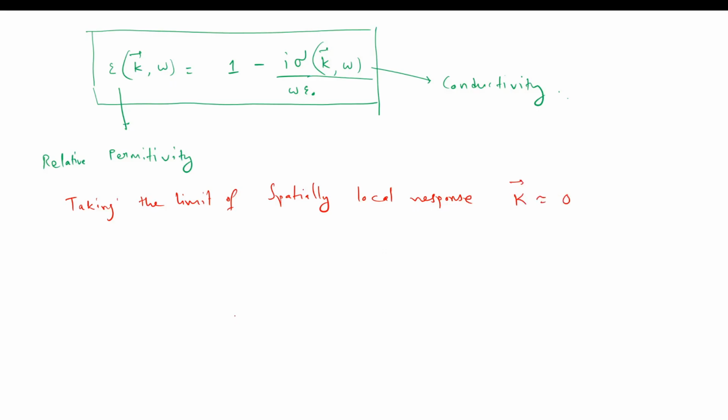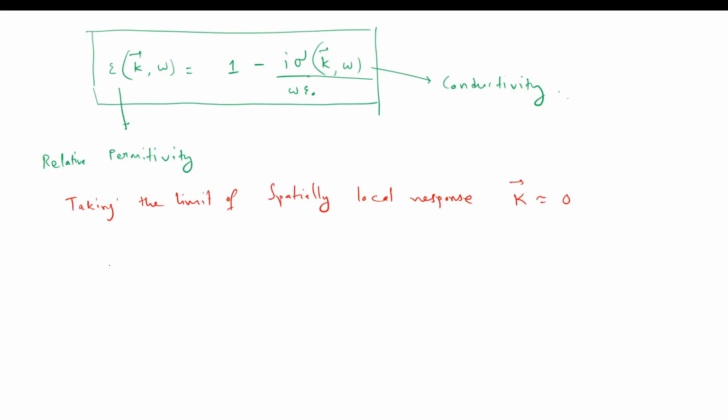Okay, so that will imply that we are saying that at a particular position, it is a spatially local response. Wherever there is the electric field, at that position only we are looking at the change of the response of the material. So what we are going to do is we'll put k equal to 0, or it is just independent of k now.